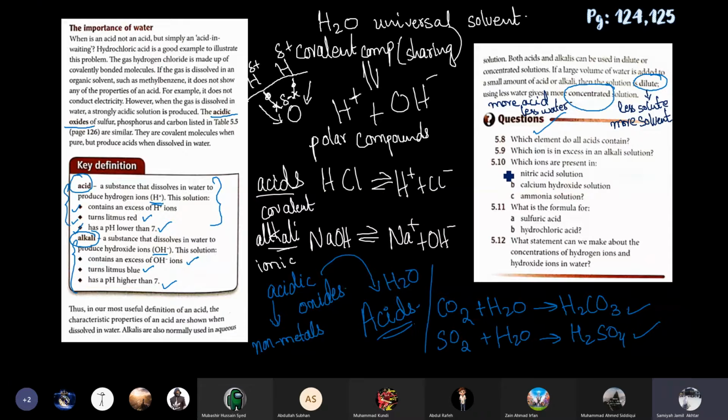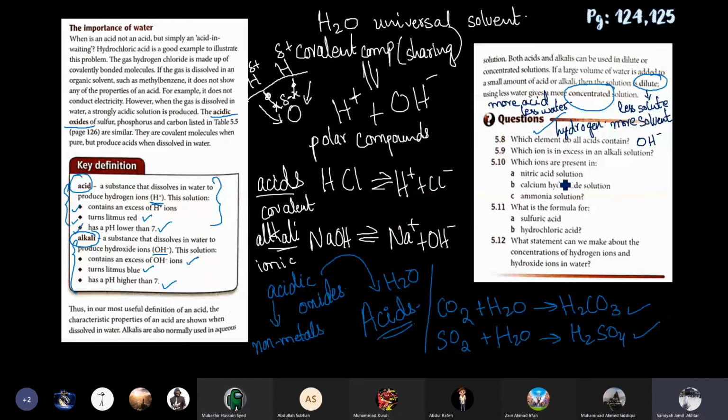Now, I don't think we did these questions. Let's discuss which elements all acids contain. Hydrogen, very good. Don't write H positive, because H positive is an ion. If they ask which ion all acids contain, then write H positive. Otherwise, hydrogen. Which ion is in excess in an alkali solution? Hydroxide ions, OH negative, good.